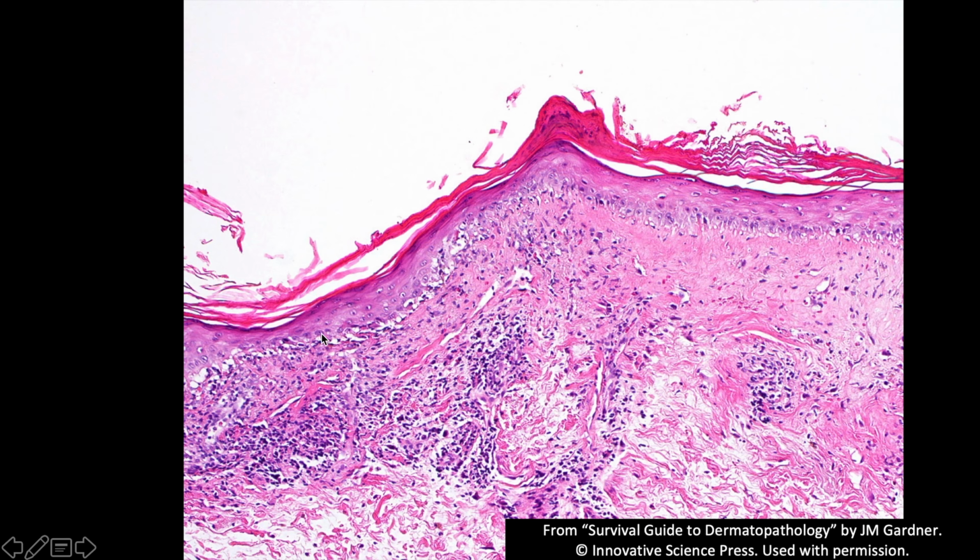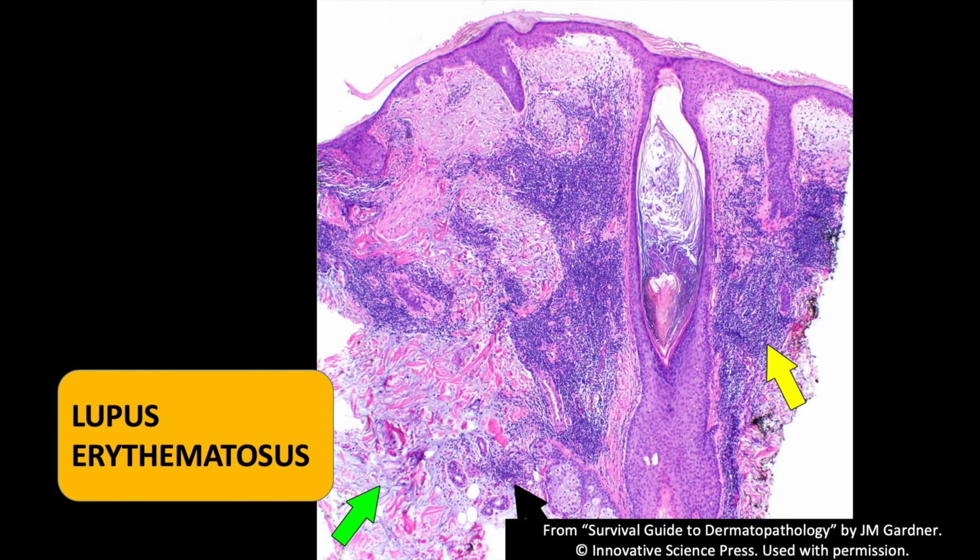Here's another example of interface vacuolar change. There's a little bit of a lichenoid band here, but over here it gets kind of sclerotic, almost a little like the lichen sclerosus I showed you earlier, but this is actually an example of lupus erythematosus. Here's another case of lupus.